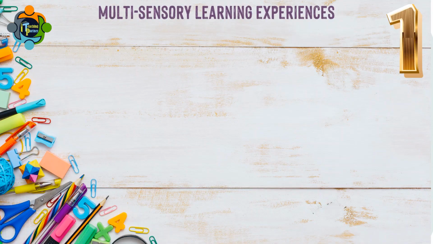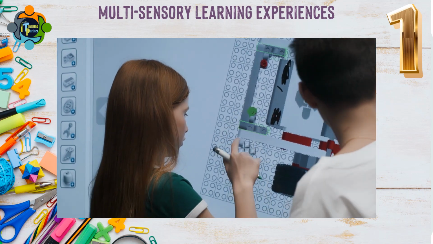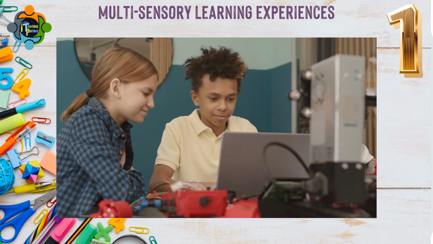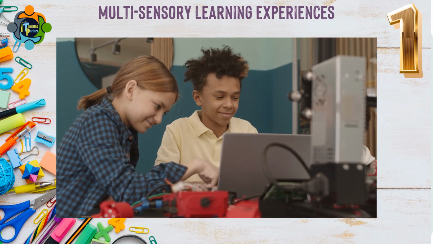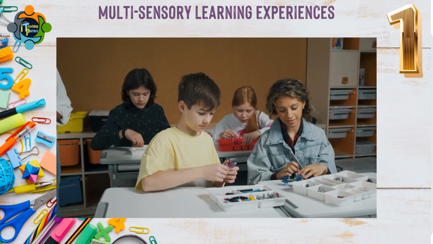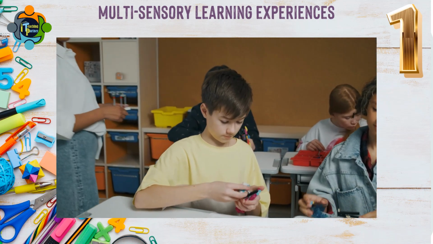proven strategies. Strategy number 1: multisensory learning experiences. In a mixed ability classroom, differentiated instructions can incorporate the use of visuals, hands-on activities, and cooperative learning. This approach can benefit slow learners by providing a more meaningful experience and understanding of difficult concepts.